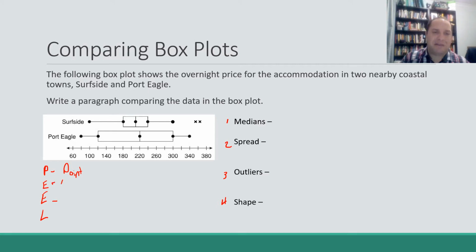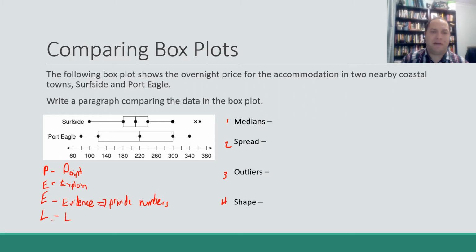Then we've got our explain and evidence. Explain, we want to explain each of our 4 factors, and evidence, we need to provide numbers for each of the things we're saying.